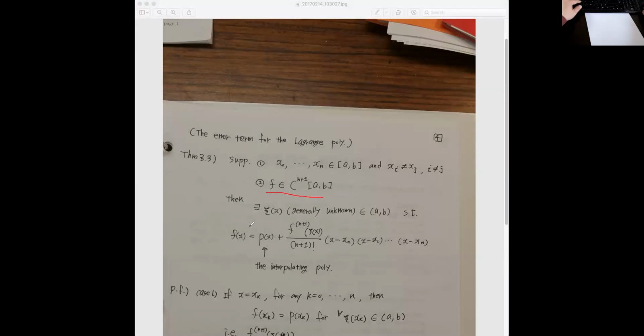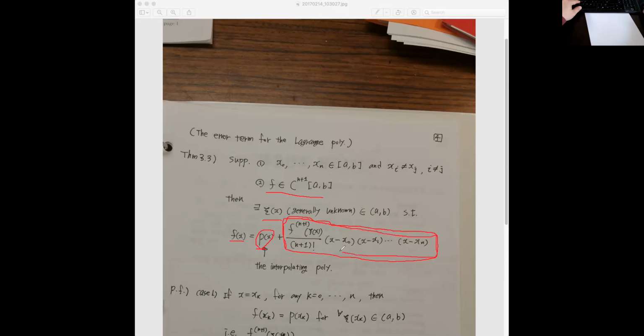Then there exists a ξ(x), generally unknown, such that f of x is equal to p of x plus this term. This is the remainder term, called the truncation error. The p of x is an interpolating polynomial, the approximation of f using the Lagrange polynomial. The difference between f of x and p of x is this, so this is the truncation error.